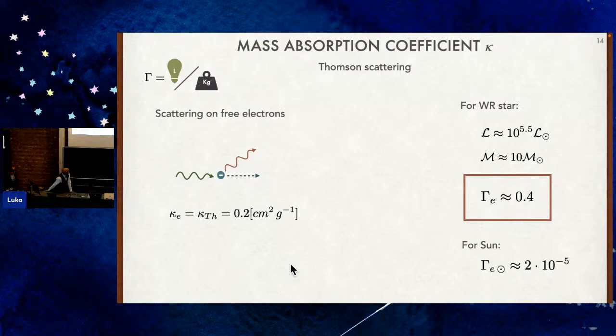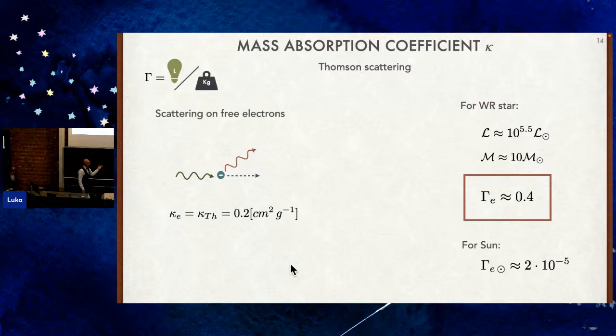Then, for Thomson scattering, we can compute the cross-section of such a process, or the interaction constant. For gas such as in a Wolf-Rayet star, we can work out this number to be approximately 0.2 centimeter squared per gram. If we then take characteristic values of luminosity and mass for a Wolf-Rayet star, we can also work out that gamma, here indicated with E for electron scattering, is approximately 0.4.